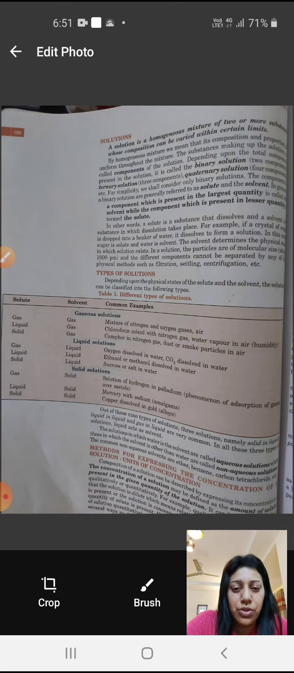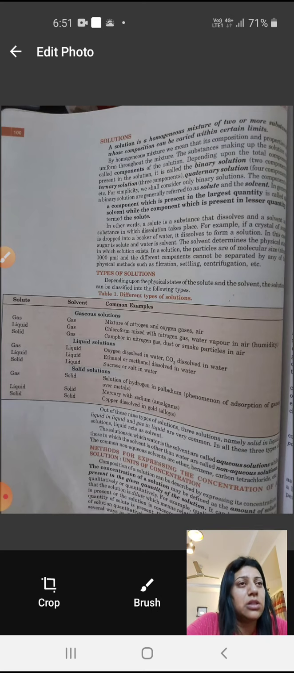Next are solid solutions, in which the solvent is solid, but the solute can be gas, liquid, or solid. Gas in solid, for example, is a solution of hydrogen in platinum. Liquid in solid is, for example, mercury with sodium. Solid in solid is like copper dissolved in gold.